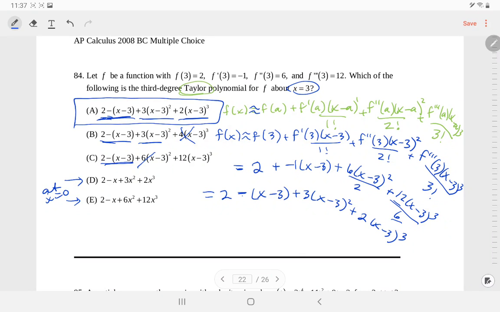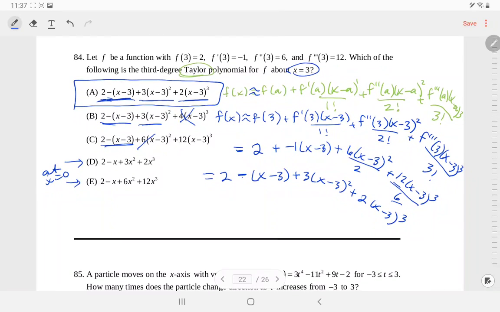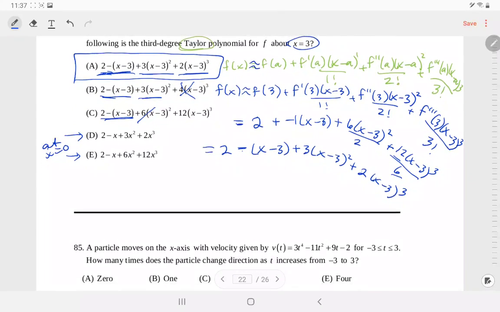Oh, that's a nice question, right? You just have to remember your Taylor series. That'd be nice. Free response? Please give me some of those, right?